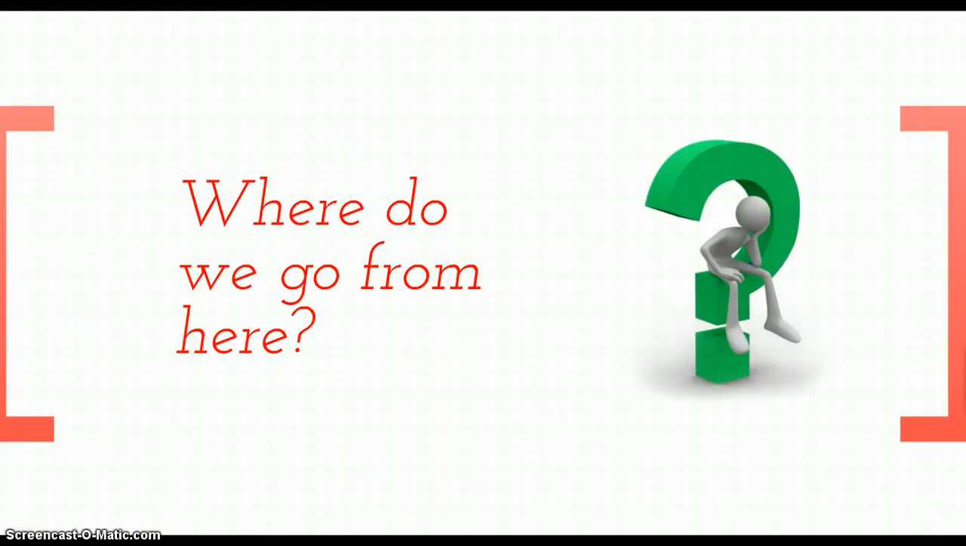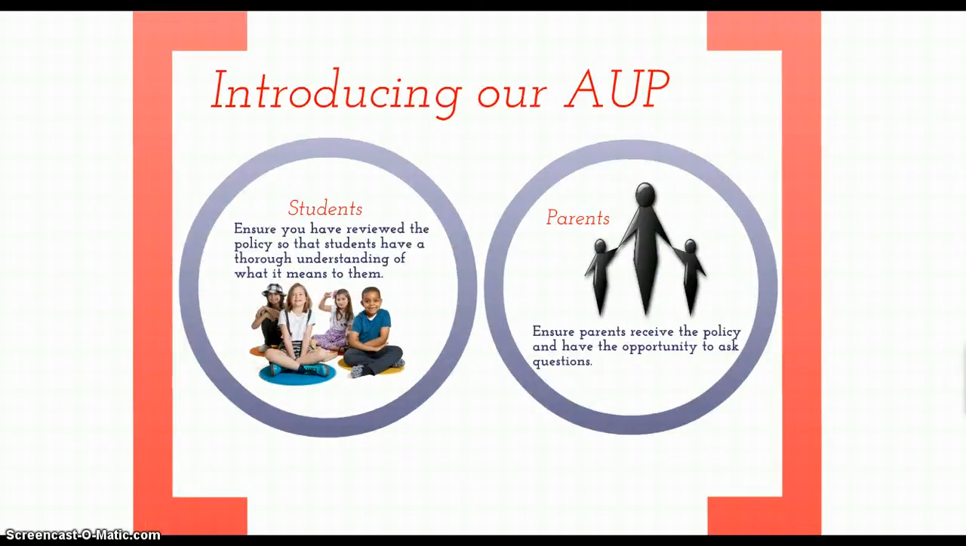So where exactly do we go from here? The next step is to introduce our AUP to students and parents. With students, you should review the policy line by line, explain any terms that are ambiguous, and answer any questions they have. Additionally, we encourage you to lead discussions about acceptable versus unacceptable use. With parents, it's very important that we provide copies of the policy in their first language. Give them the opportunity to ask questions, and make sure that we provide an overview of the policy's importance.